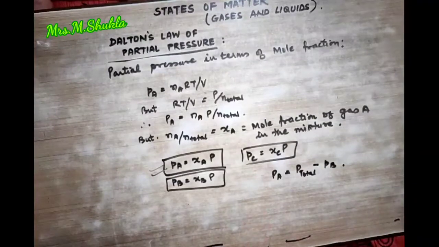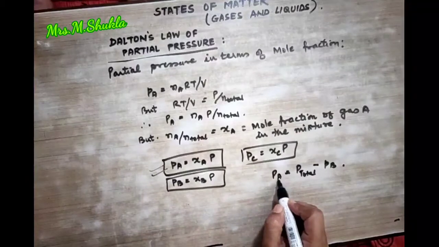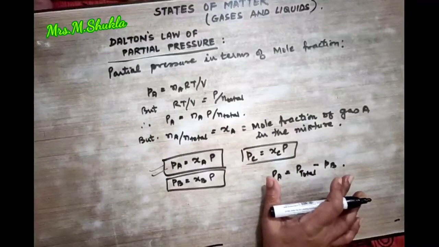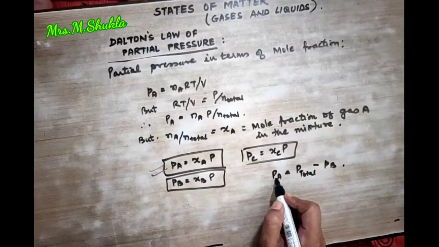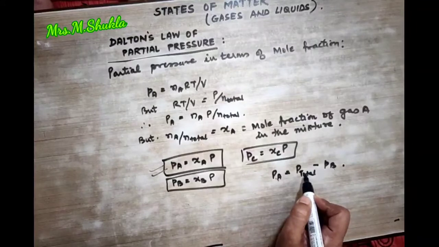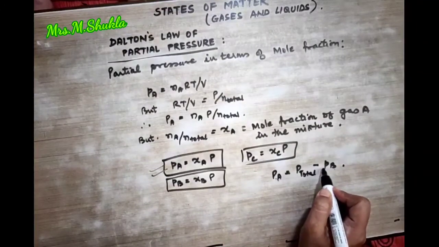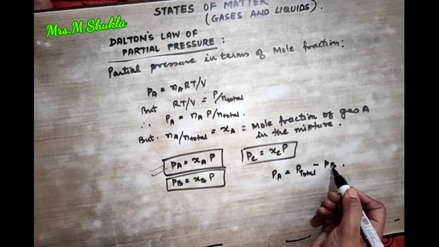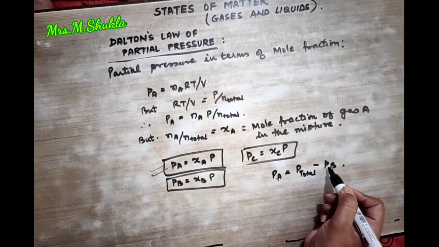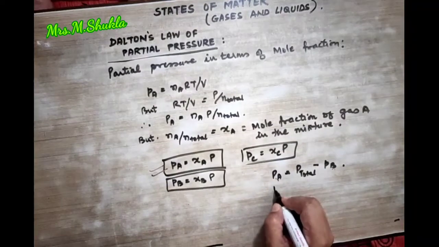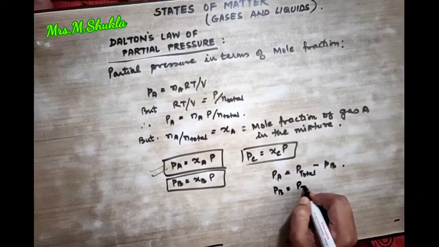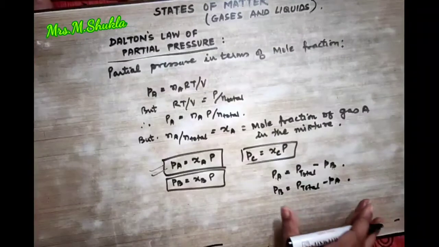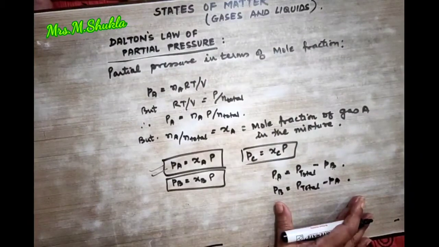So what did I say? If there is a binary mixture, meaning two gases, A and B, are present, first point is clear. In a binary mixture, the partial pressure of gas A will always be equal to the total pressure minus the partial pressure of gas B. Clear? Or if I want to find the partial pressure of gas B, I can write it like this: it will be equal to the total pressure minus the partial pressure of gas A. So this is what I wanted to explain over here.